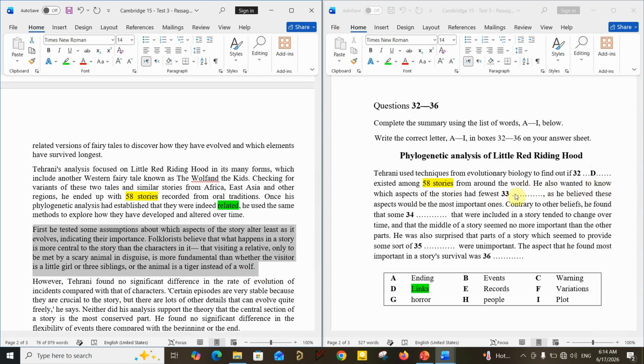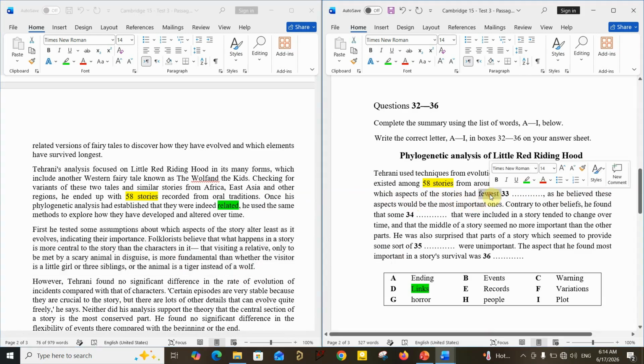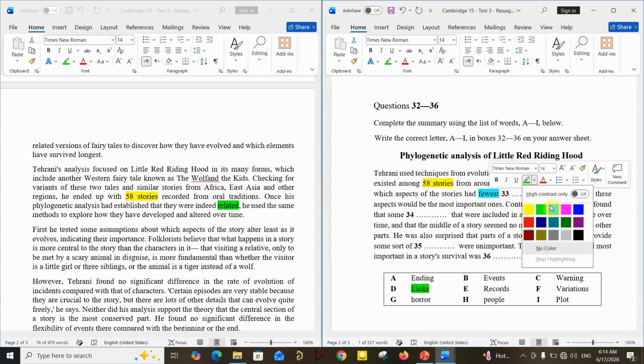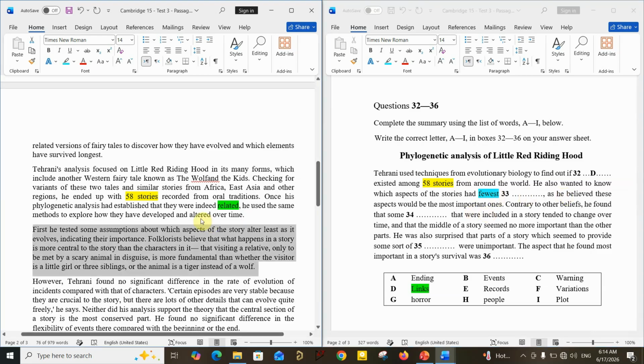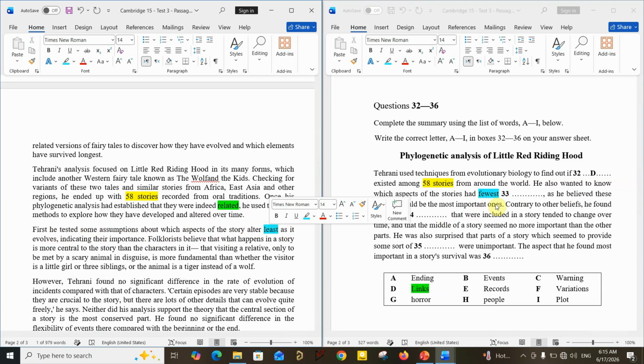He also wanted to know which aspects of the stories had fewest. Concentrate on this word, fewest, or maybe the least. So here it says that first he tested some assumptions about which aspects of the story alter least. Least means fewest. Alter is the right answer for this question. Alter least as it evolves. Alter means some kind of a change.